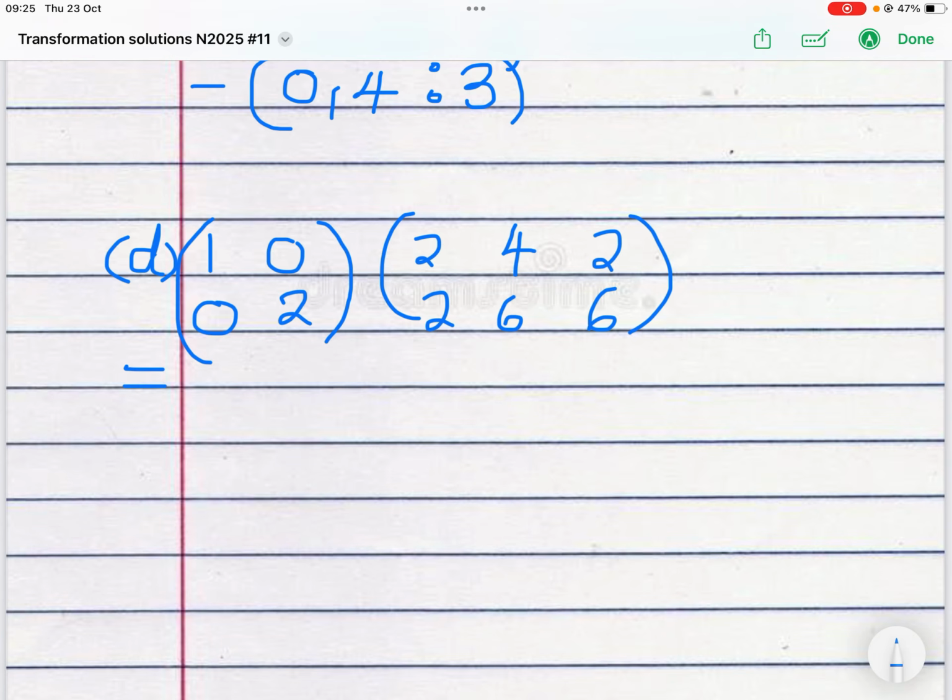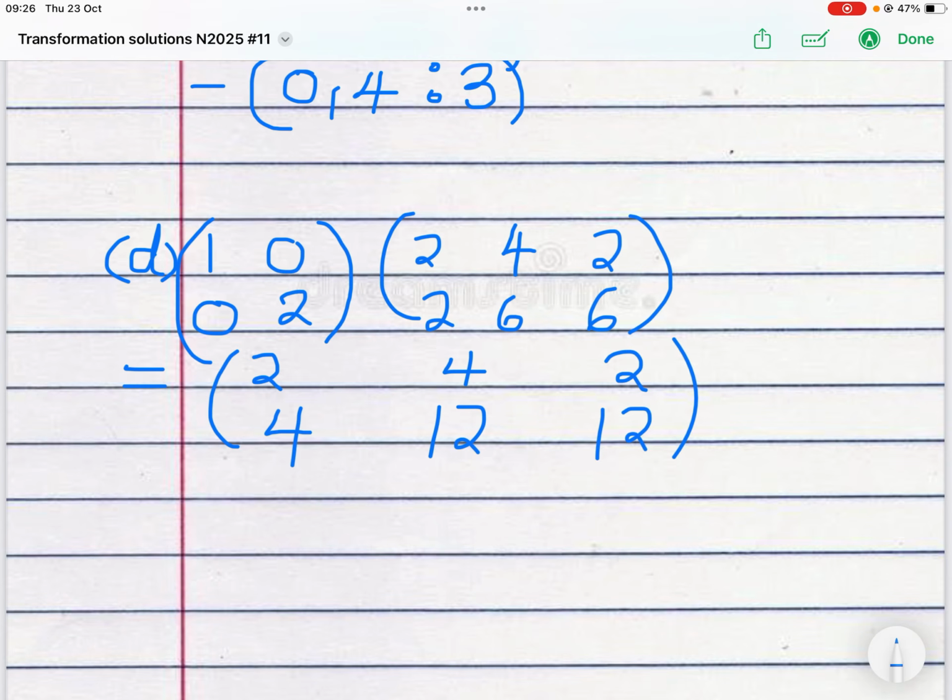So we say row times column. 1 times 2, we get 2, and then 0 times 2, 0. 1 times 4, 4. 6 times 0, 0. 1 times 2, 2, plus 0 times 6, we get 2. And then 0 times 2, 0. 2 times 2, 4. 0 times 4, 0. 2 times 6, 12. 0 times 2, 0. 2 times 6, 12. Right? So we now need to plot these points.